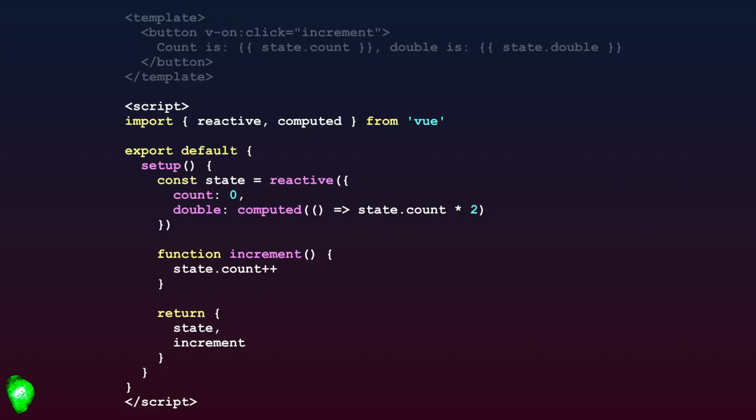We can declare a new function within setup to help change our state, something like increment. And then we can return what the template actually needs. So in this case, it just returns the state and the increment function. The template remains largely unchanged. We just simply access what we need the way we've seen. So we use the directives that we already know. v-on click, call the increment function, and bind the values that we're looking for, in this case, the mustache syntax.